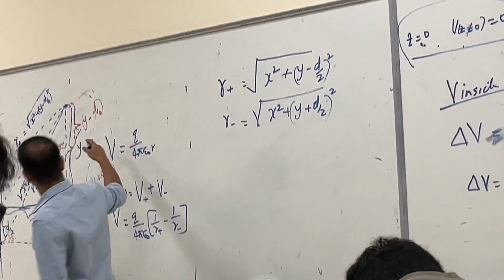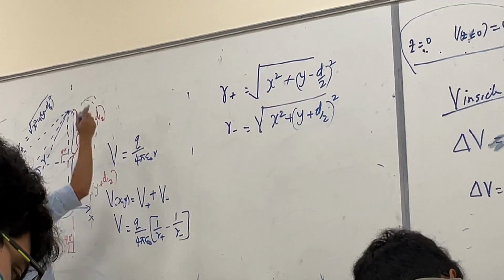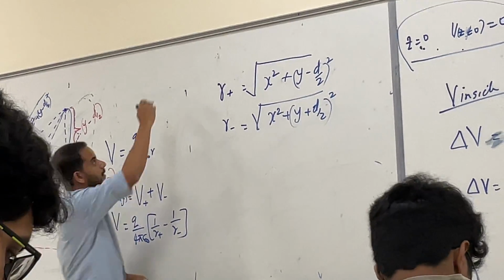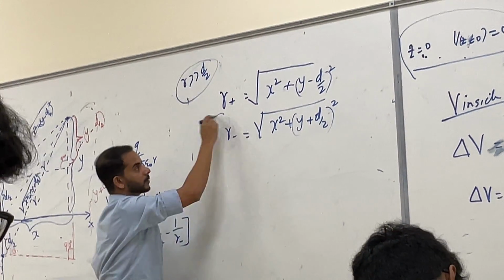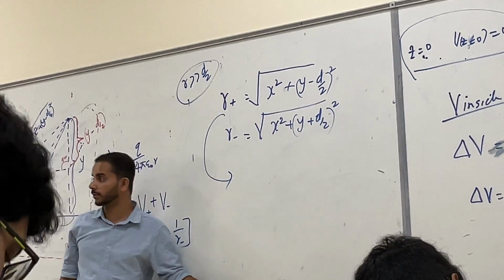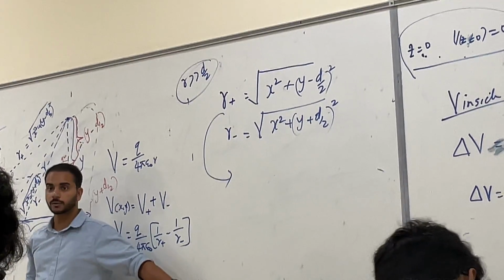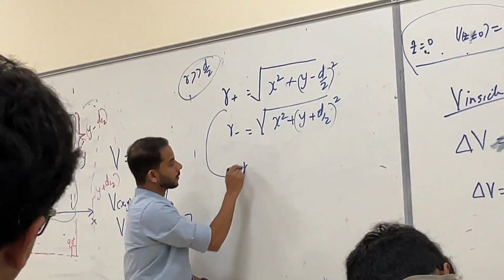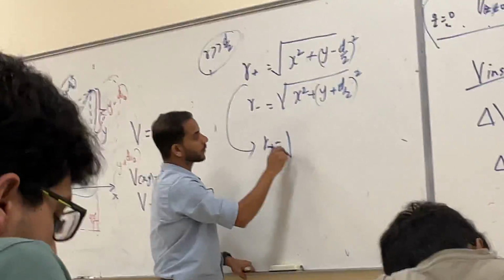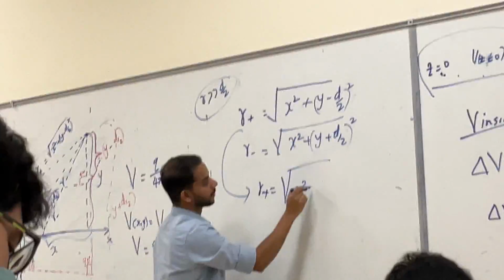And then, for example, you just assume several things here: R is much greater than d by 2, and all these things, and you expand this one. You want me to do that, or can you do this? We can do it. Don't worry. So R plus is equal to x squared.